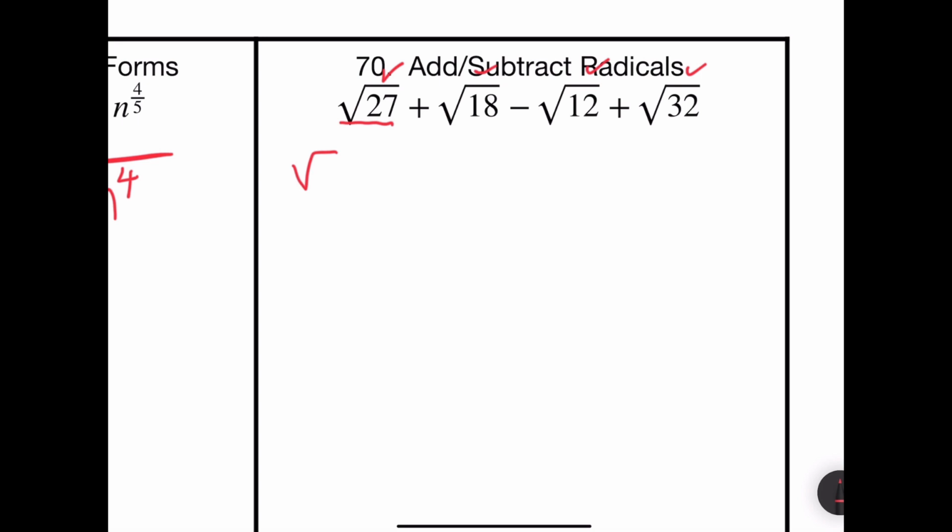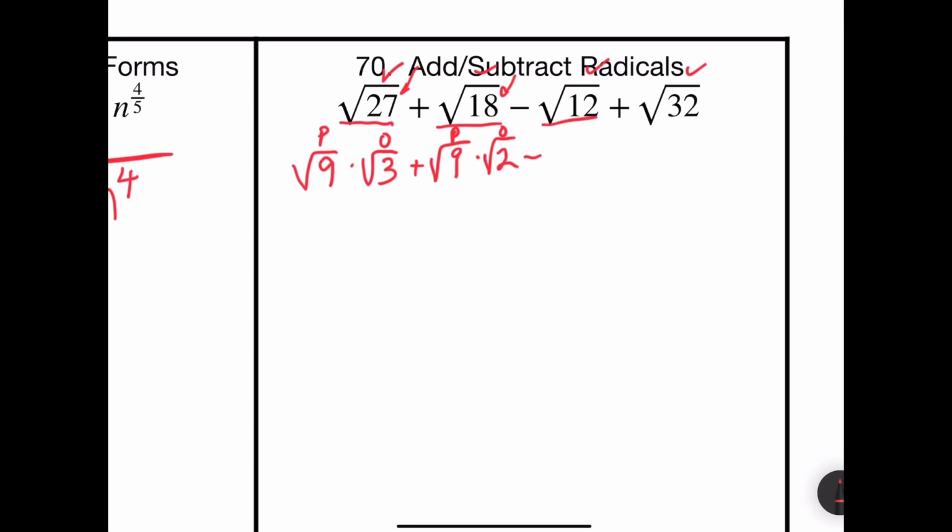We're going to use the product property and break that up into perfect square factors times other. There is a perfect square factor of 9 times 3. Now we'll look at the square root of 18 and we'll do the same thing. Perfect square factor times others. Again, there's a perfect square factor of 9. This time it's times 2.